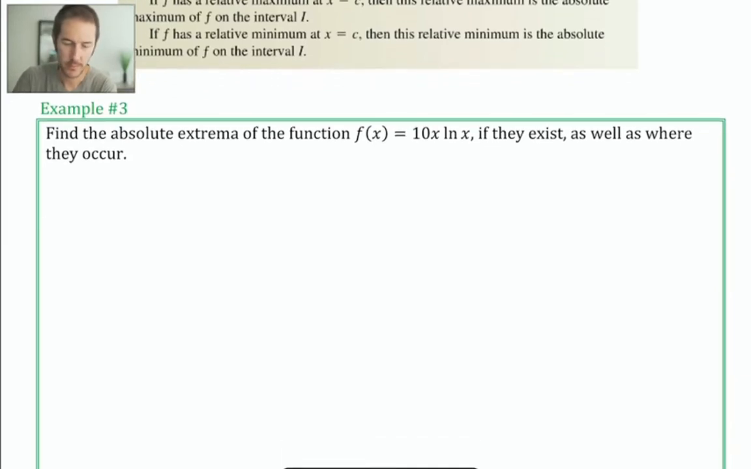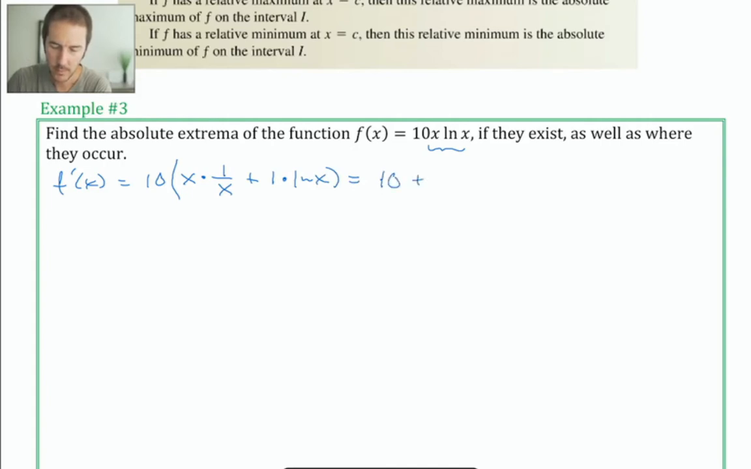Let's take the first derivative of our function. F prime of x is equal to, I'm going to take the 10 and factor it out of the derivative process so that I'm really only looking at the x times natural log of x. That's a product, so I'm going to use the product rule. I like to keep my first factor and multiply by the derivative of the second. Derivative of natural log of x is 1 over x, plus derivative of the first factor, the derivative of x is 1, times, keep the second factor, that's the natural log of x. So this is equal to 10 plus 10 natural log of x.